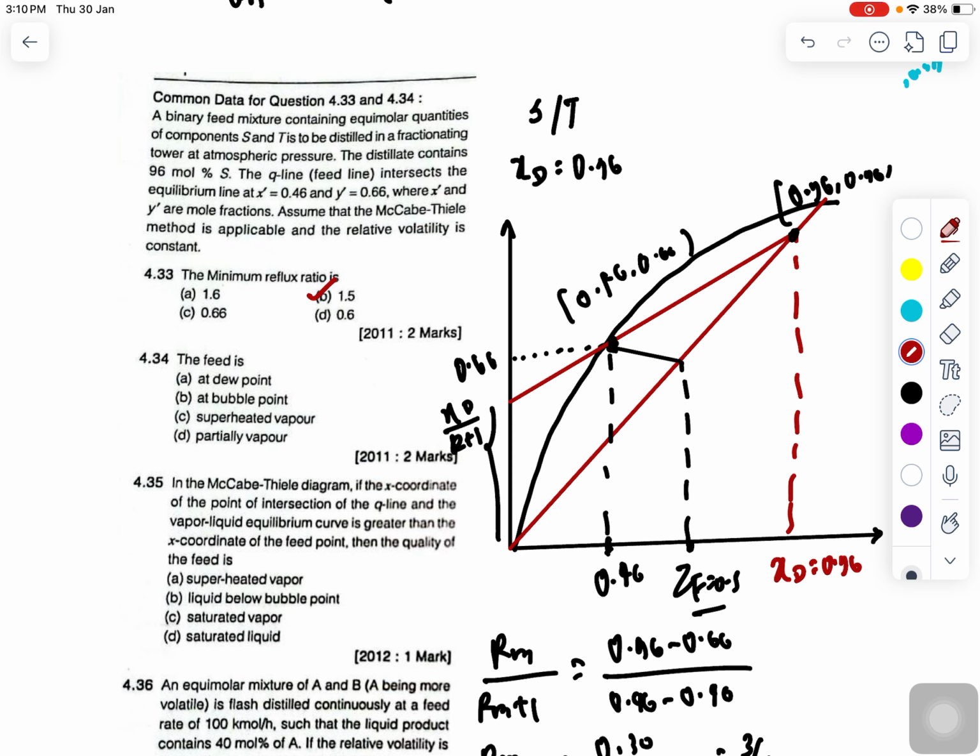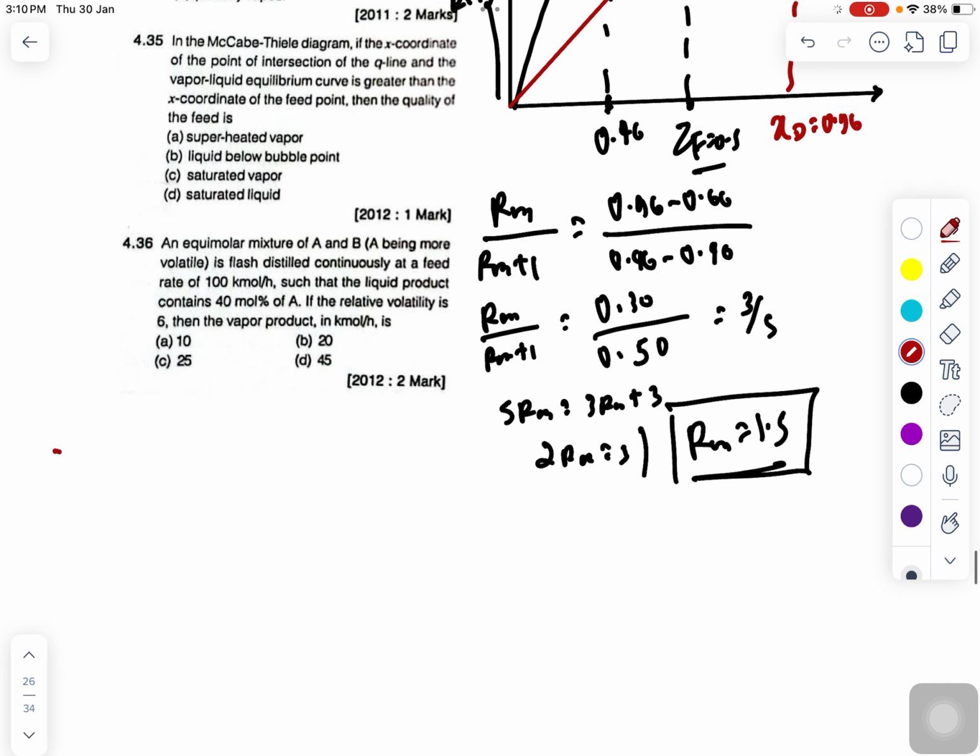So the feed is at dew point. So now you can calculate the slope of this q line also. So q line slope will be 0.5 and 0.5 will be this point. So what is the slope of q line? The slope of q line is q divided by q minus 1, that is equal to 0.66 minus 0.5 divided by 0.46 minus 0.5. Is that clear?